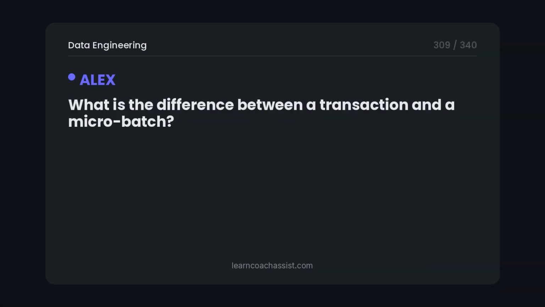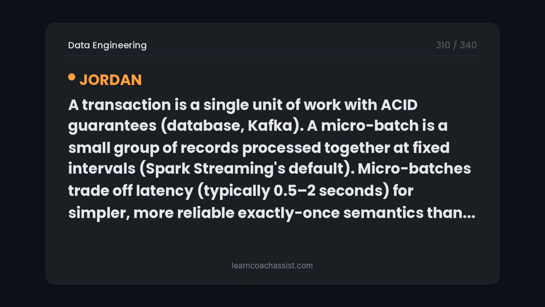What is the difference between a transaction and a microbatch? A transaction is a single unit of work with ACID guarantees, database, Kafka. A microbatch is a small group of records processed together at fixed intervals, Spark Streaming's default. Microbatches trade off latency, typically 0.5 to 2 seconds, for simpler, more reliable exactly once semantics than true streaming.